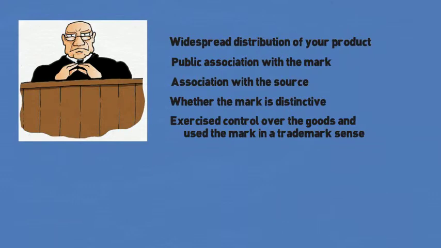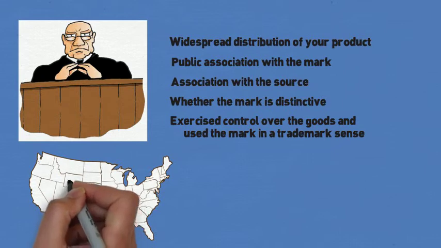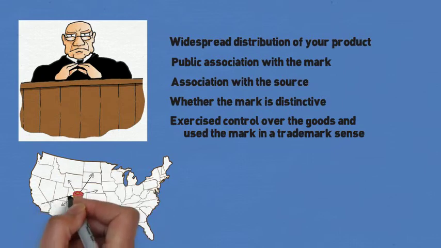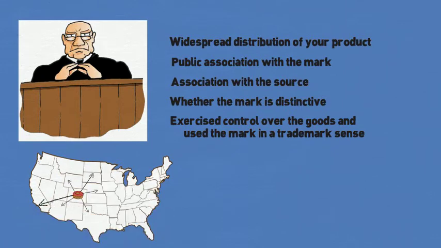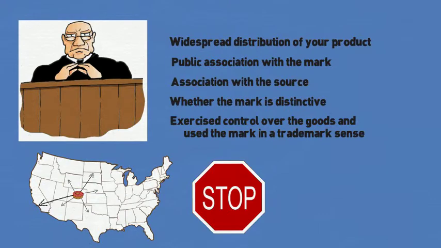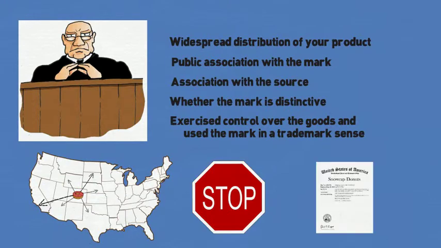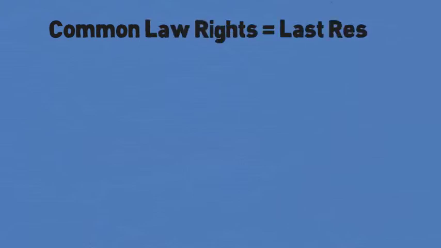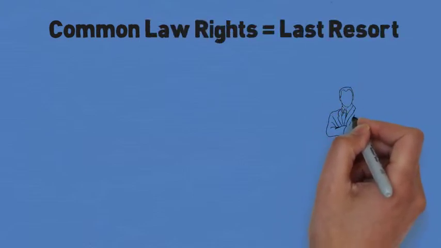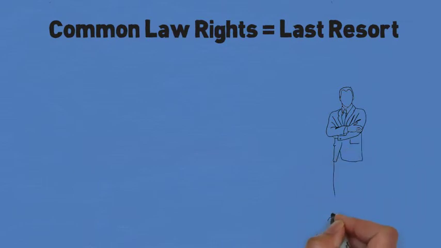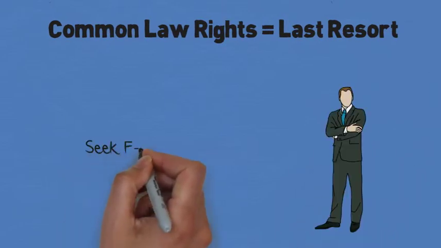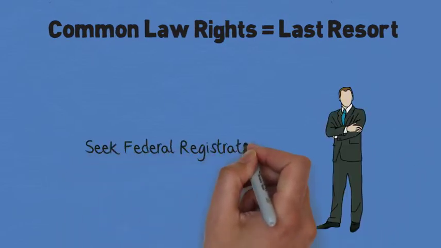Moreover, if you are starting your business locally, but may have plans to expand to other markets in the future, your ability to do so may be impeded if someone else files for federal registration of the mark. The bottom line is that common law rights are really rights of last resort. If you want national protection of your trademark, you should contact a trademark attorney and seek federal registration with the U.S. Patent and Trademark Office.